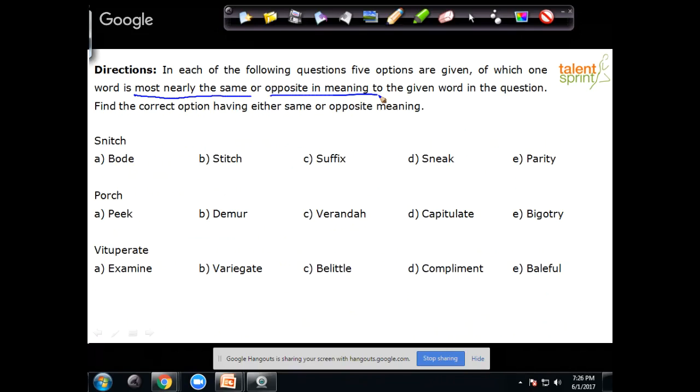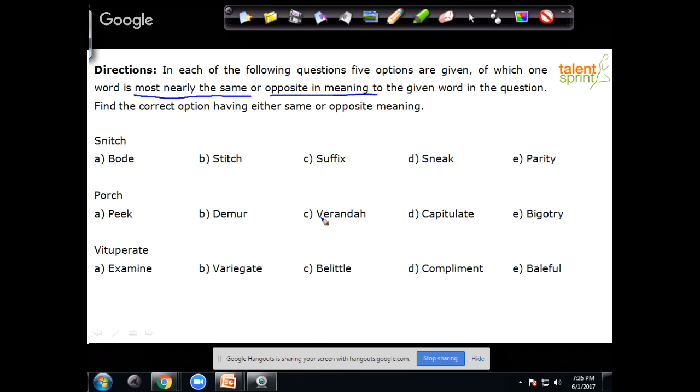Snitch. Now, for question types like this, you either know the answer or you don't know the answer. Sometimes root words may not help. Prefixes, suffixes may also not help. So if you don't know the word, please skip and move forward. Don't waste time on such questions. And another thing is, you might have 5 to 7 questions on this.